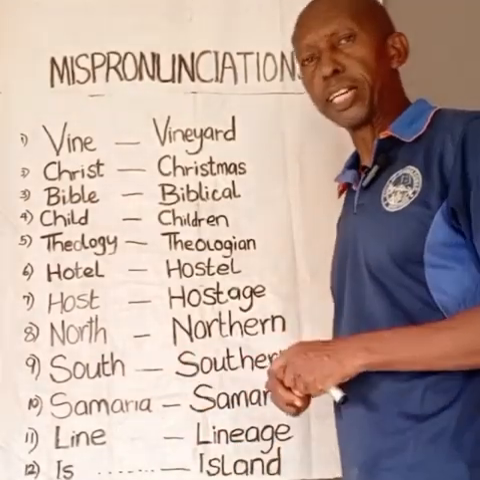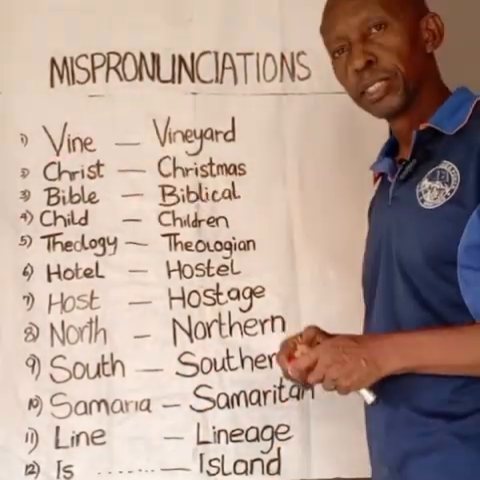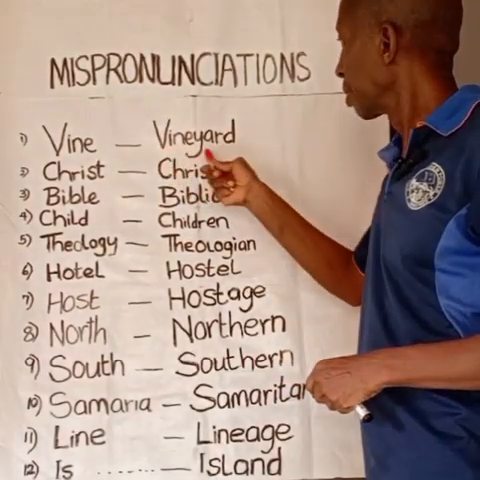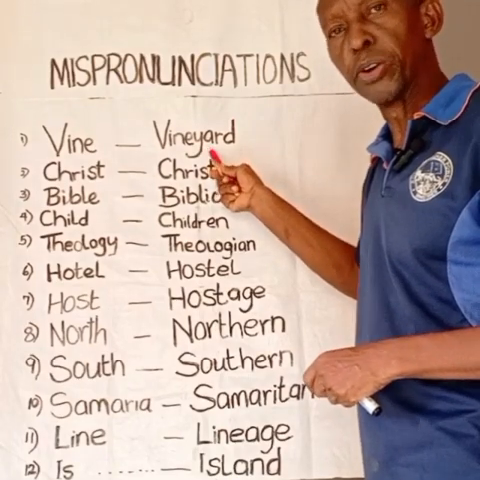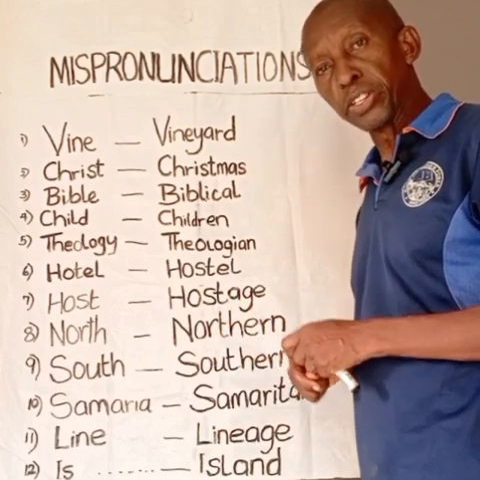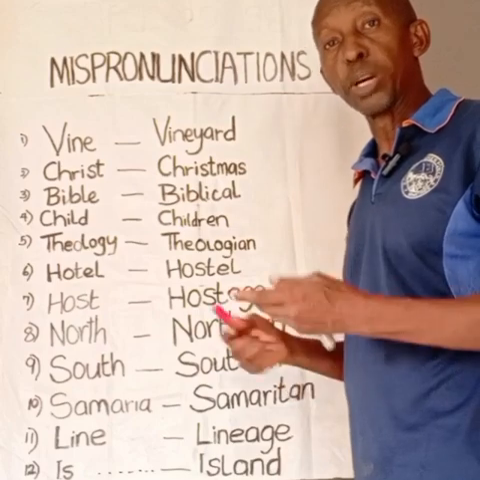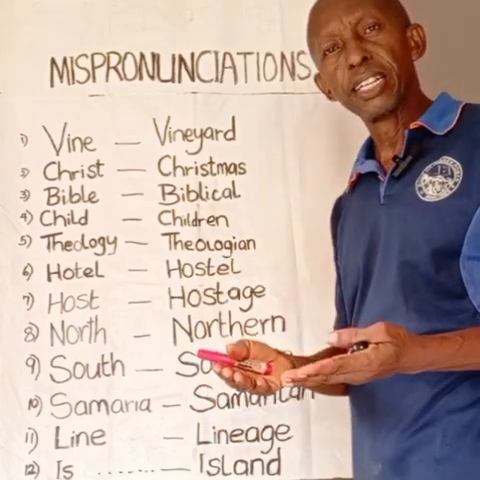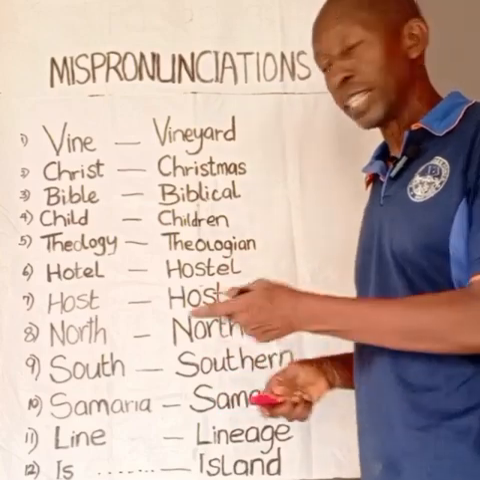Okay? Let us begin. Here, number one is vine. Vine. And you can say, what do you say? Vineyard? No, it is not vineyard. It is vineyard. There is no vineyard in all of English language. What we have is vineyard. You can even ask, are you a worker in God's vineyard? That's how it goes. Now let's move on to the next word.